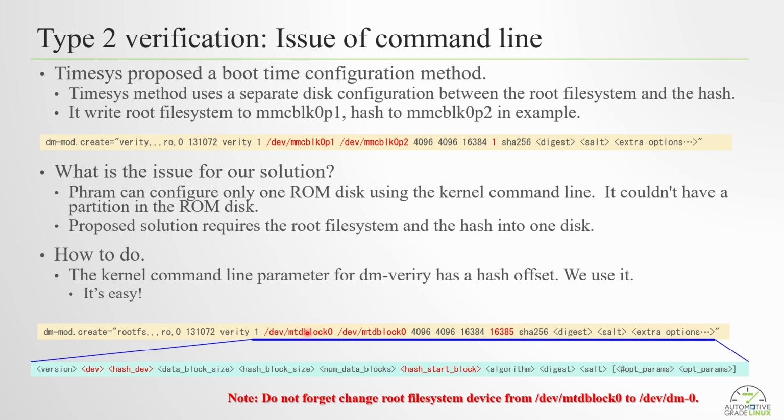What is the issue for our solution? PHRAM can configure only one ROM disk using the kernel command line. It can't have a partition in the ROM disk. That means we cannot use two partitions. The proposed solution requires the root file system and the hash in one disk. How to do it? The kernel command line parameter for verity has a hash offset. We use it. It's too easy.